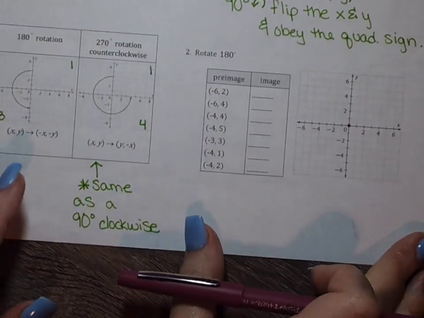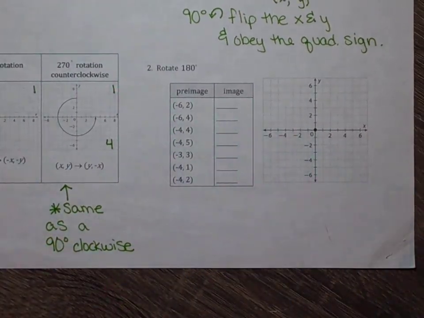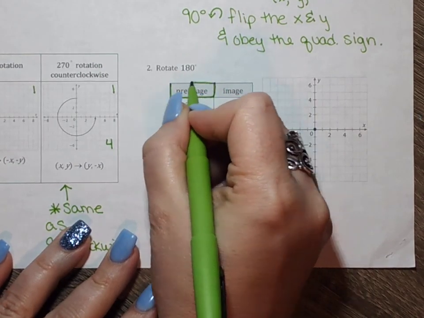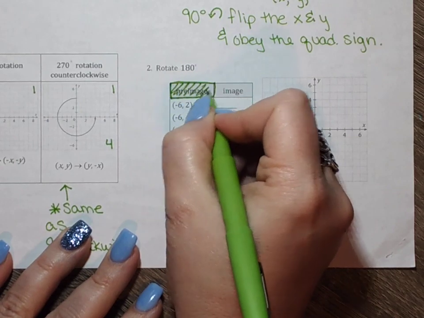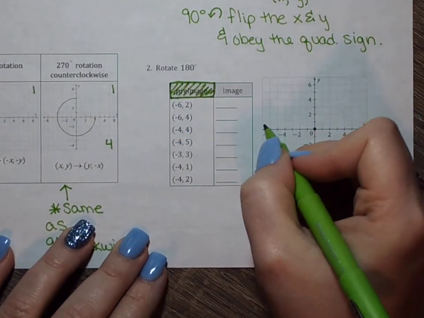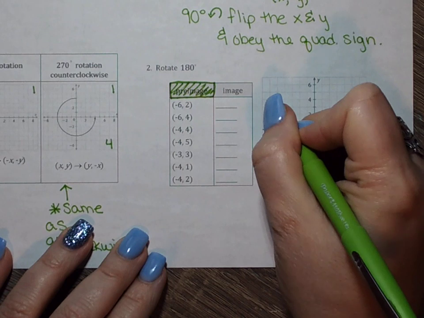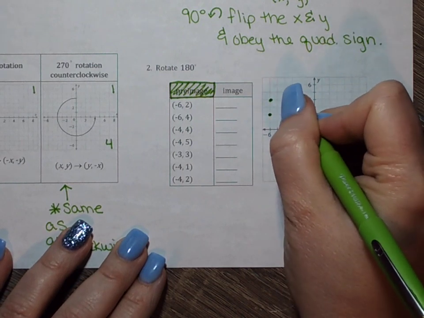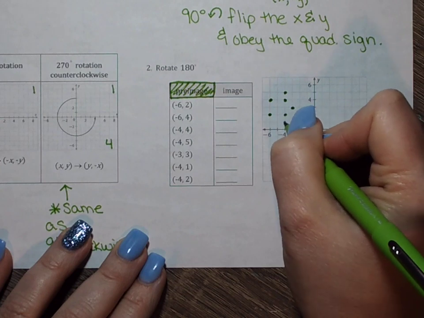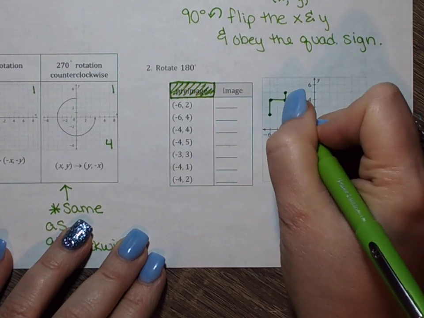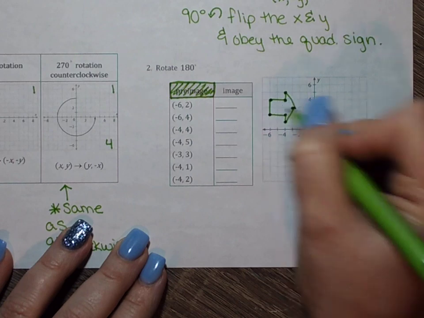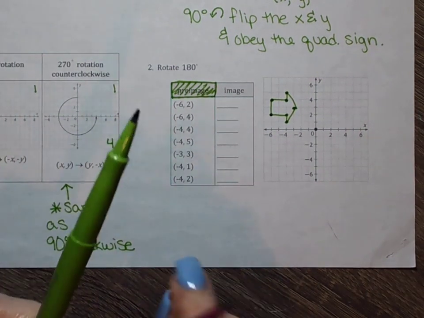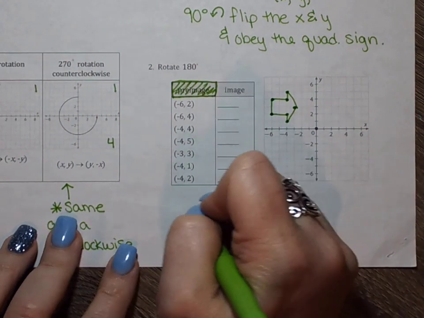All right, so let's jump down to the next example. So our pre-image is the same thing that we started with in example 2, which is kind of nice because we already know what it looks like graphed. So I'm just going to go ahead and graph that really quick. Connect our dots. All right, so this time we are going to do a 180 degree rotation.